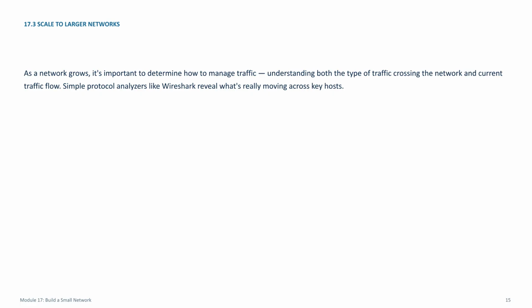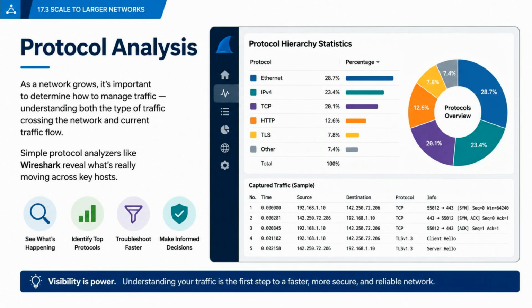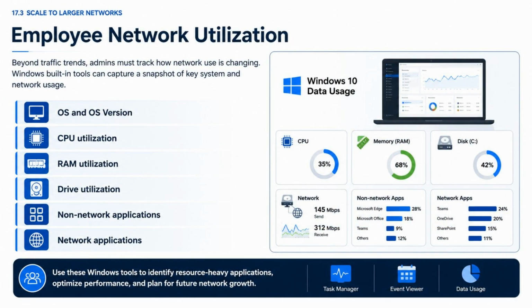The mock-up on screen shows a protocol hierarchy view with percentage breakdowns by protocol: Ethernet, IPv4, TCP, HTTP, TLS. Exactly the kind of view an admin uses to understand where bandwidth is actually going. Beyond traffic trends, admins should track how network use itself is changing over time.